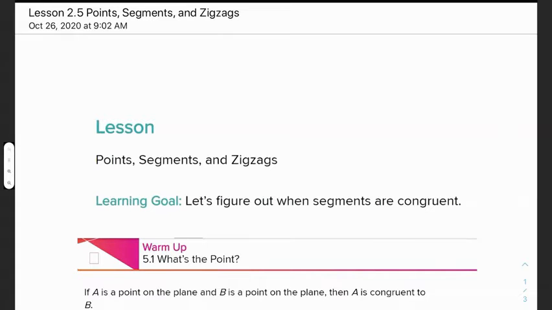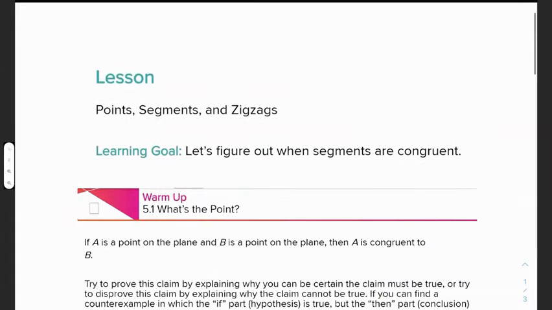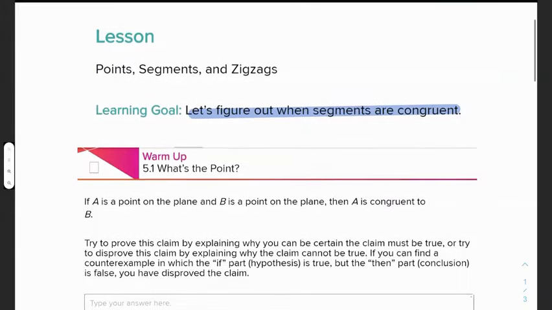Unit 2, Lesson 5, Point, Segments, and Zigzags. So our learning goal is, let's figure out when segments are congruent. It's not just about triangles mapping onto triangles, but also segments. And segments are made of points as well.